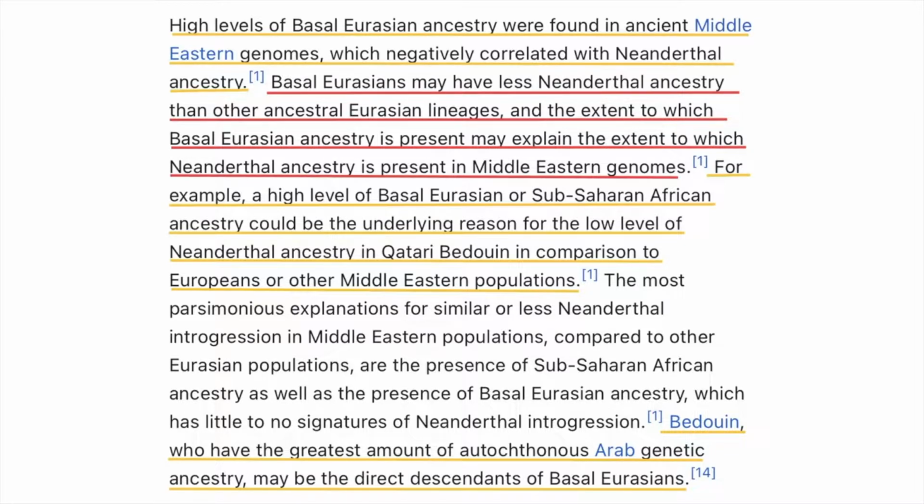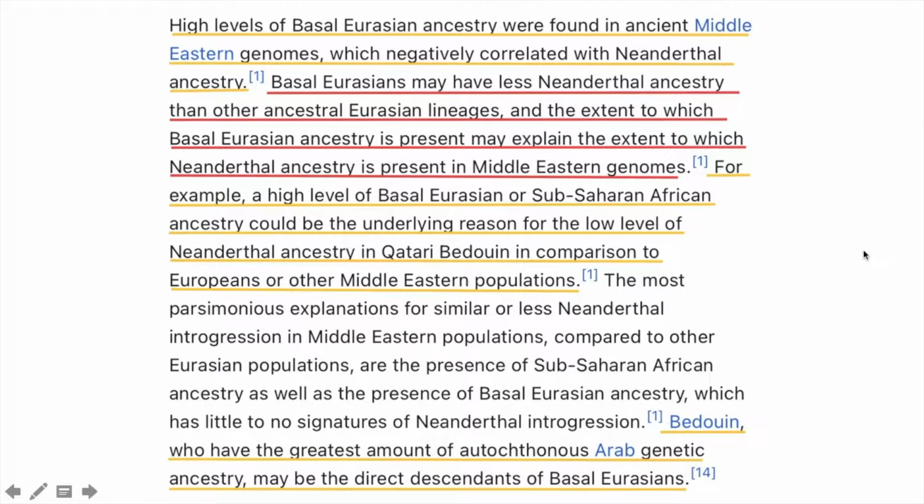For example, a high level of Basal Eurasian or Sub-Saharan African ancestry could be the underlying reason for the low level of Neanderthal ancestry in Qatari Bedouin in comparison to Europeans or other Middle Eastern populations. Bedouins, who have the greatest amount of autochthonous, or indigenous, Arab genetic ancestry, may be the direct descendants of Basal Eurasians.